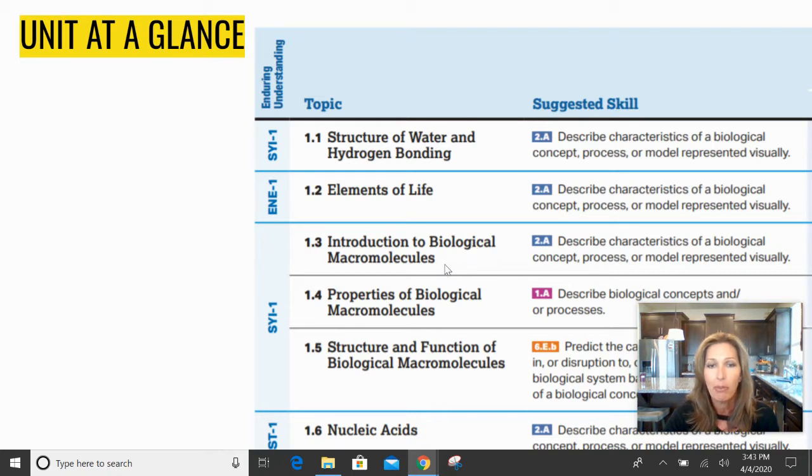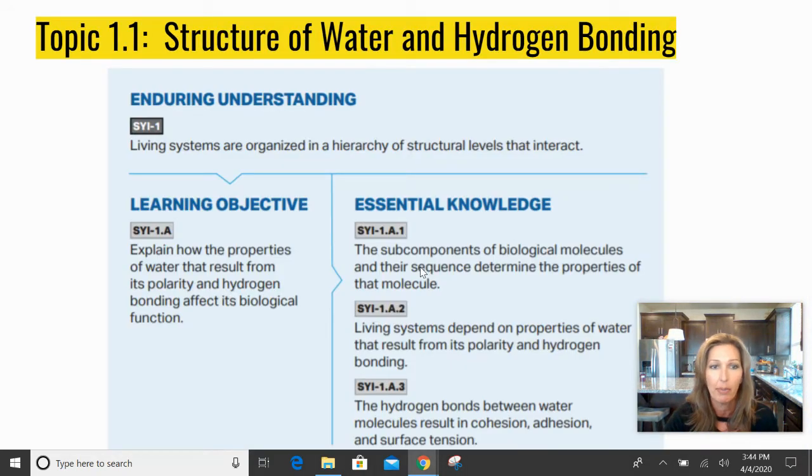But as you guys know, macromolecules are embedded into a lot of different themes, especially when we talk about protein synthesis, when we talk about any genetic change, we talk about DNA replication. And so all of that is an important factor. So let's go ahead and start with topic number 1.